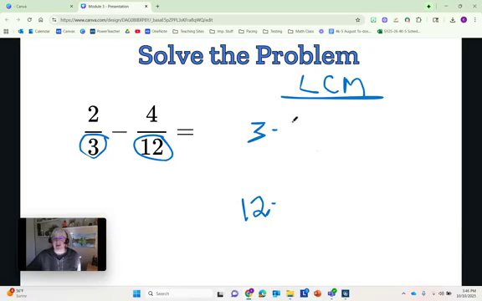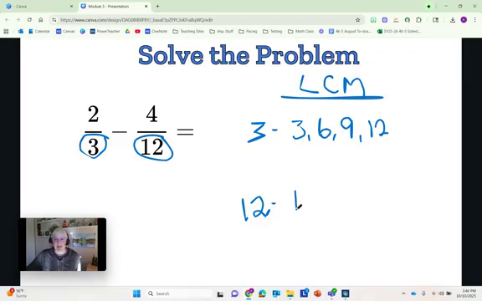Well, 3 times 1 is 3. 3 times 2 is 6. It's like it is counting by threes. 3 times 3 is 9, and you can get this right from your multiplication fact sheet, your multiplication chart. Find the 3, and the multiples are the numbers either going down or across. 3 times 4 is 12. Wait a minute, 12? That's our other number.